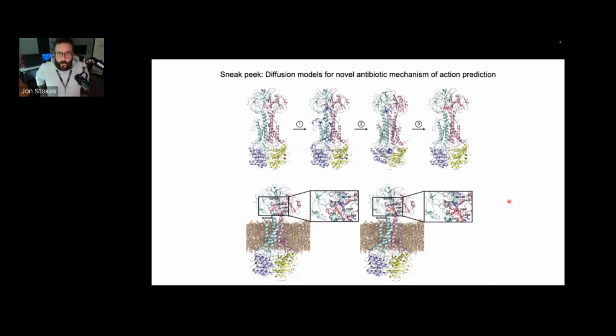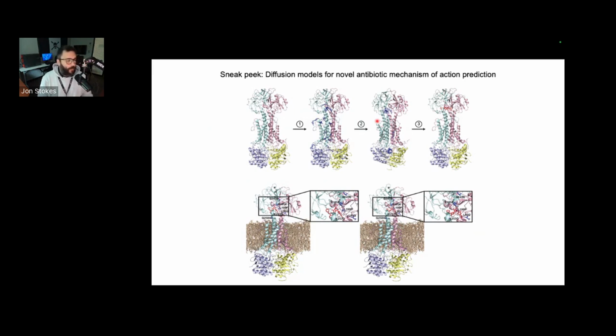The last thing that we're particularly interested in and actively working on now is the application of AI methods to help predict the mechanism of action of structurally novel molecules. So in collaboration with Regina Barzilai from MIT, we've employed a diffusion model, which is a type of AI model that has been commonly used recently for the modeling of small molecule protein interactions.